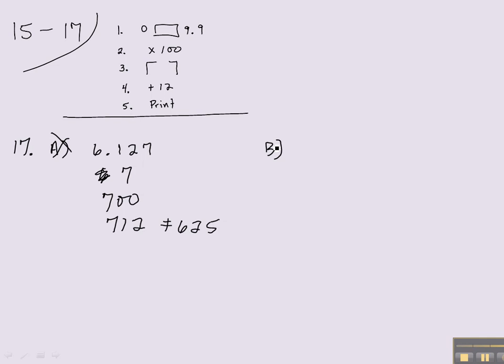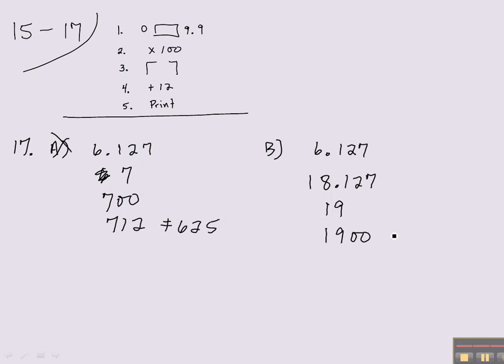So we start off with 6.127. Instead of doing step 2, we do step 4. So we add 12. That would be 18.127. Then we would round up. Then we would multiply by 100. Well, that's not equal to 625.